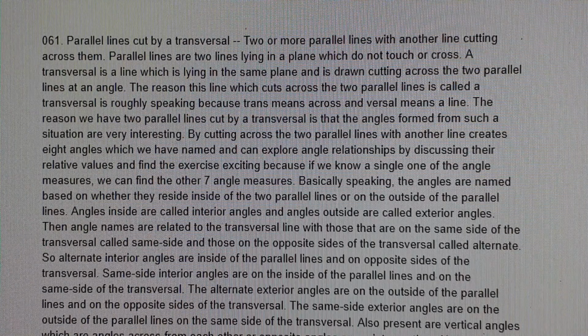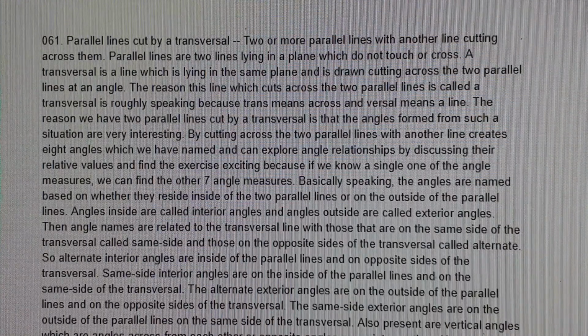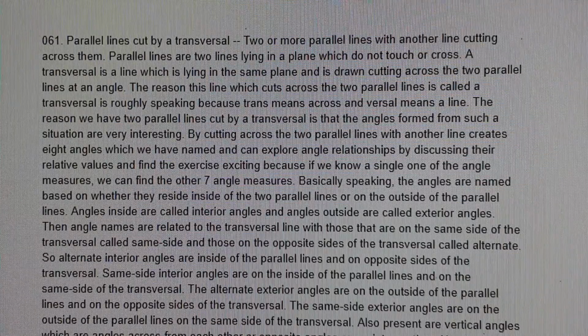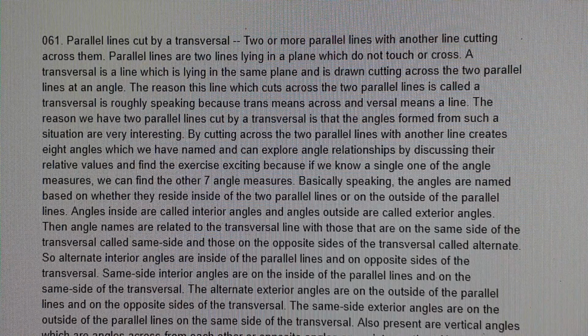A transversal is a line which is lying in the same plane and is drawn cutting across the two parallel lines at an angle. The reason this line, which cuts across the two parallel lines, is called a transversal is, roughly speaking, because trans means across and versal means line.